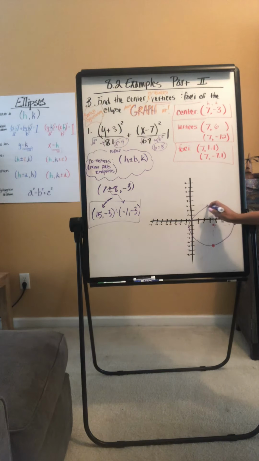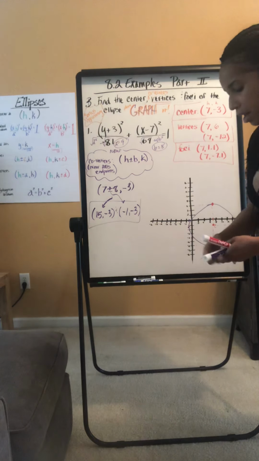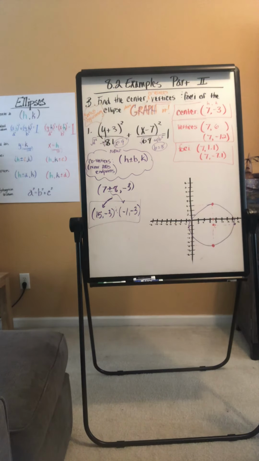That's not pretty. And then we want our foci. We can go ahead and put our foci in there. 7, 1.1. I don't know, that's about 1. All right, and then 7, negative 7.1. So 7, negative 7.1. We'll say there.